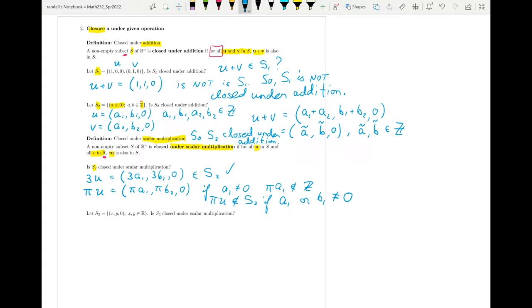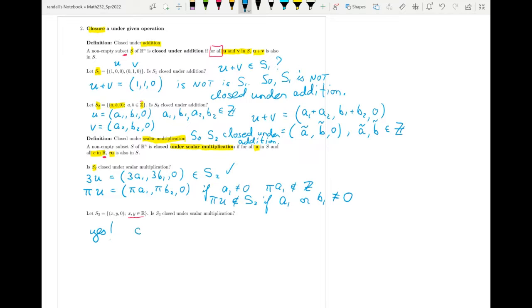Because then one of these components will not be an integer. I'm using the fact that pi multiplied by any integer is not an integer. Now S3, notice the difference with S3 now. It looks like S2, doesn't it? It's vectors in R3 with 2 components being arbitrary real numbers, and the third component being 0. Is this one closed under scalar multiplication? Yes, it is. So let's prove that one.